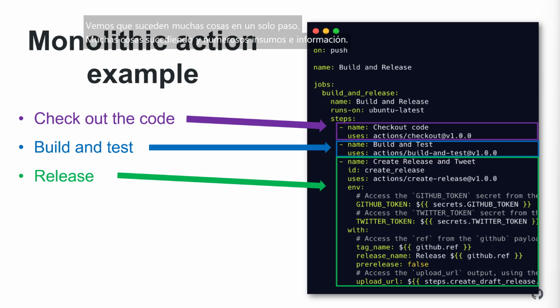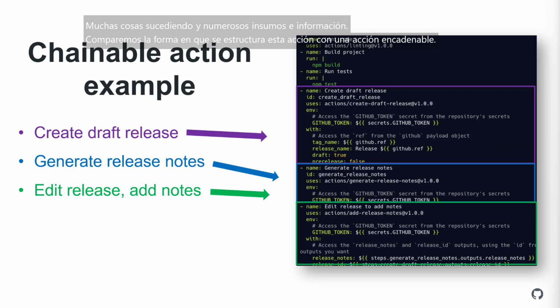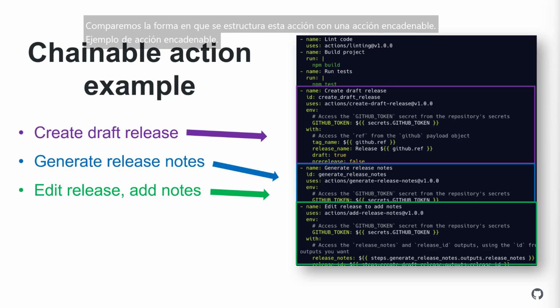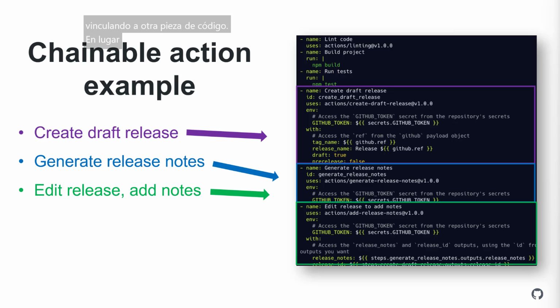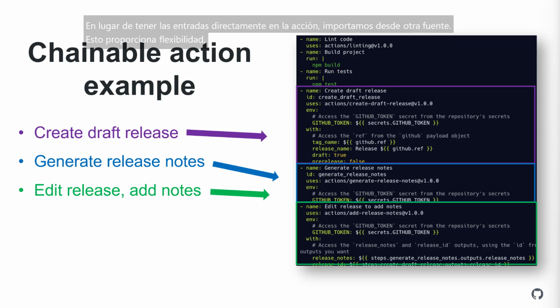Now let's compare the way this action is structured to a chainable action. Chainable action example. Notice on lines 1 and 2 of this code example how the action is structured by linking to another piece of code. Instead of having the inputs directly in the action, we import from another source. This provides flexibility.